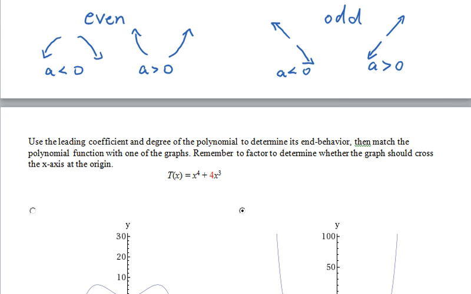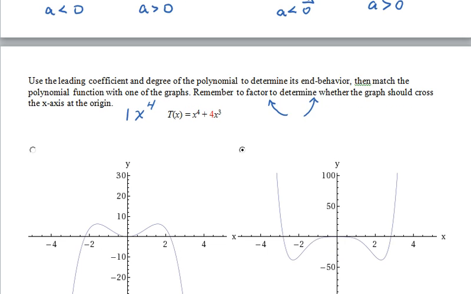So in our first case here, t of x equals x to the fourth plus 4x cubed. Our leading coefficient is 1x to the fourth. The behavior is going to be similar to that of 1x squared. In other words, it goes up when x decreases without bound and up when x increases without bound. So let's look at our given graphs based just on their end behavior.